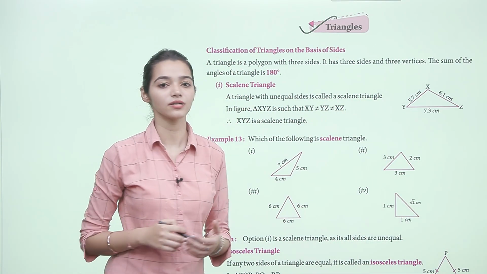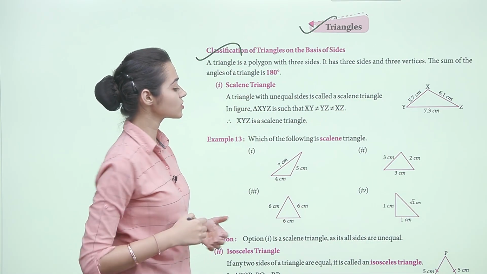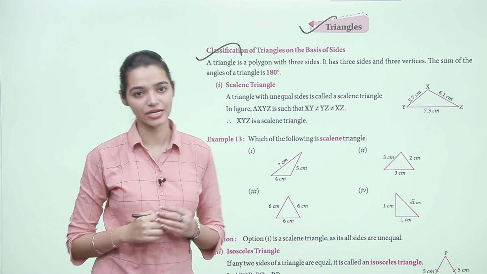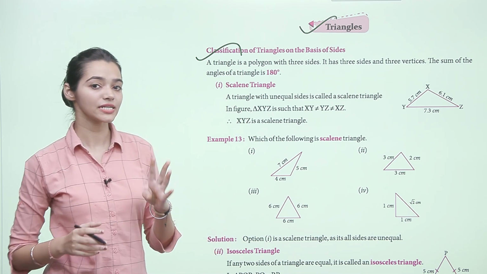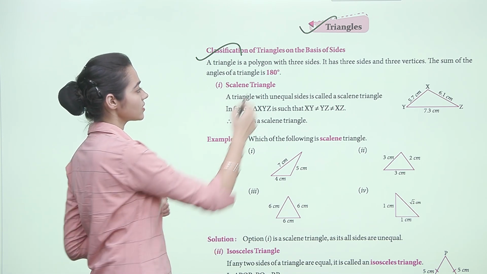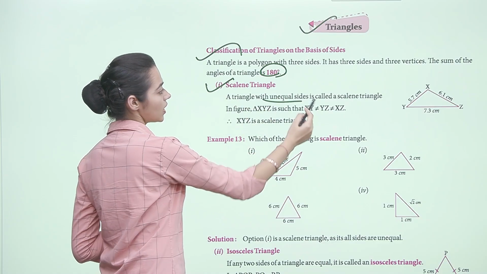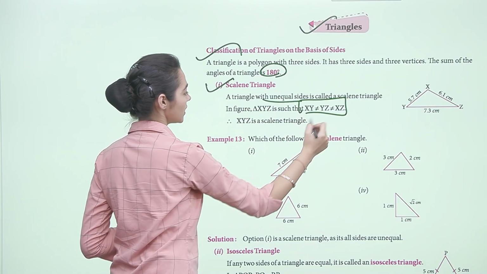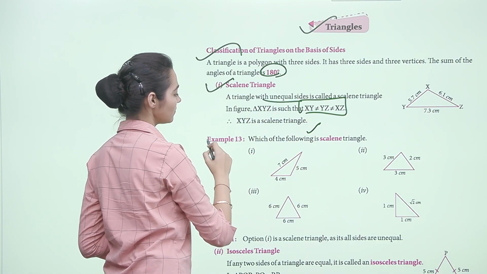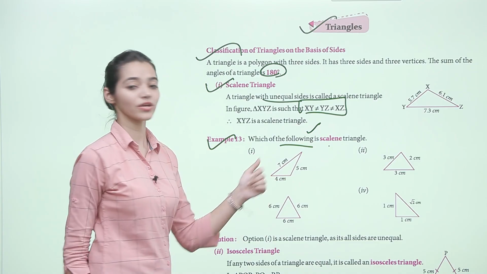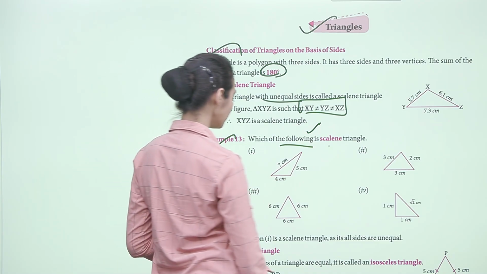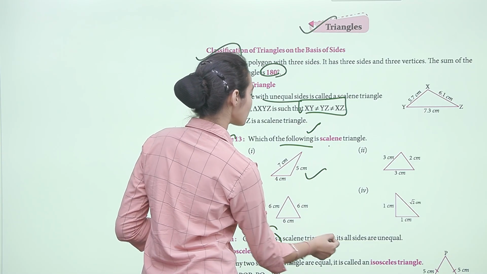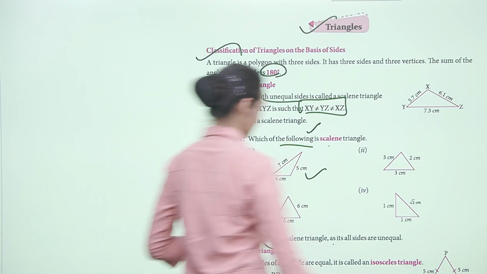Next is our triangles. Let's start with the classification of triangles on the basis of sides. A triangle is a polygon with three sides and three vertices, and the sum of angles is 180 degrees. Scalene has unequal sides, that means all the sides are unequal. Then XYZ is a scalene. In example number 13, which of the following is a scalene triangle? Very good, that is option number 1, because it has all its sides unequal.